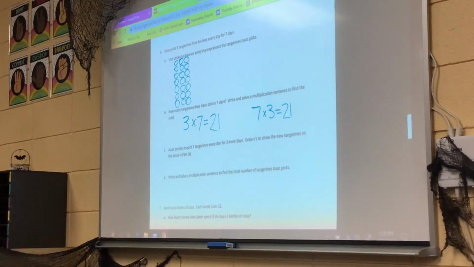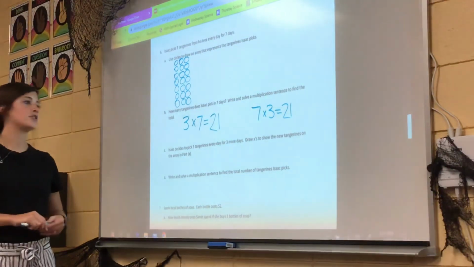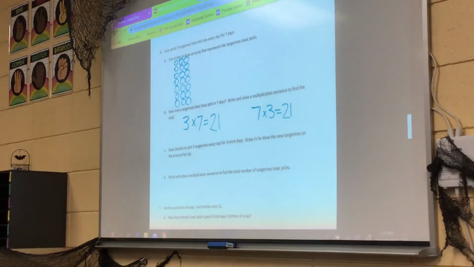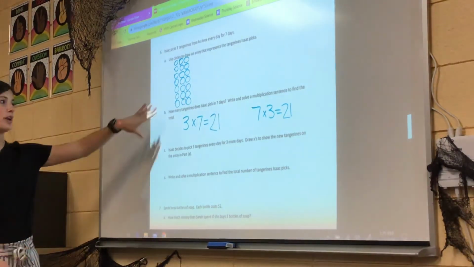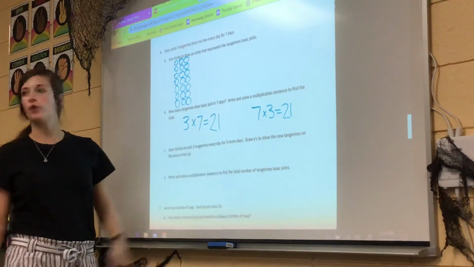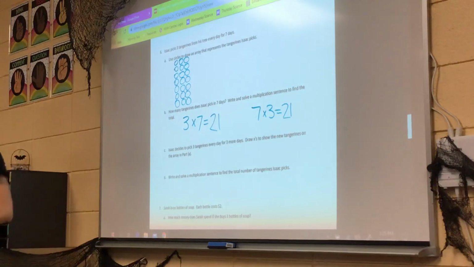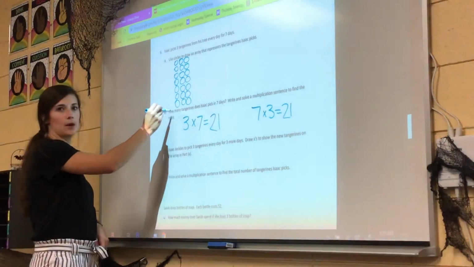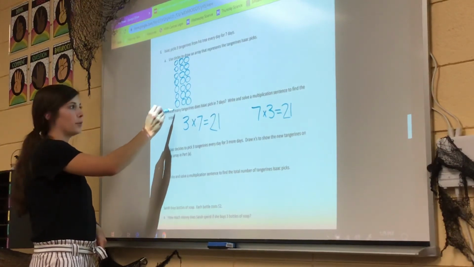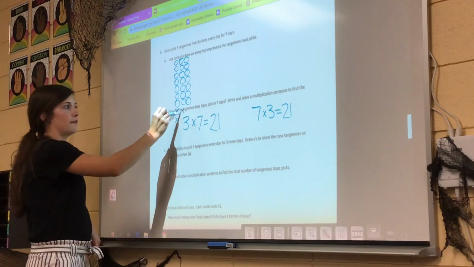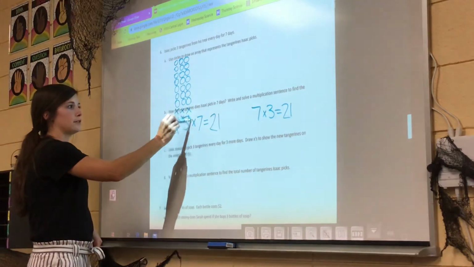Okay, C says, Isaac decides to pick 3 tangerines every day for 3 more days. Draw X's to show the new tangerines on the array in part A. So if we have 3 tangerines for 3 more days, and we want X's, we're just going to come down here and keep going, okay? So 3 more days of 3 tangerines.